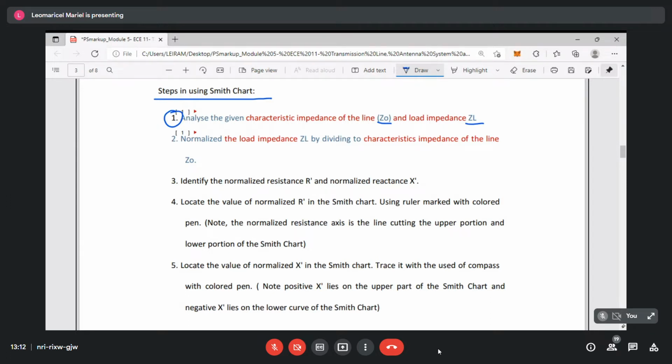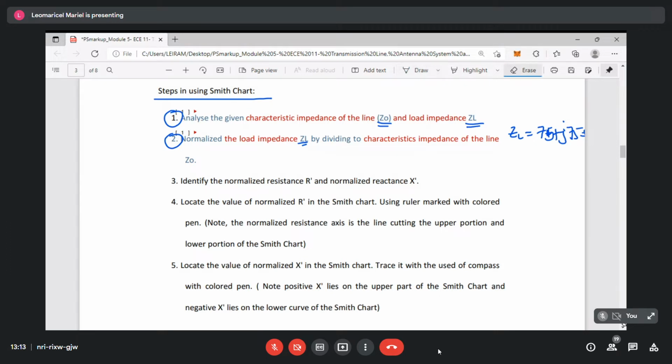If you have a given ZO, the characteristic impedance, and the load impedance, you need to normalize it. How are you going to normalize the load impedance? By simply dividing it by the characteristic impedance. So if you take the ZL, let's say, for example, my ZL is 75 plus j75 ohms. That is just an example.